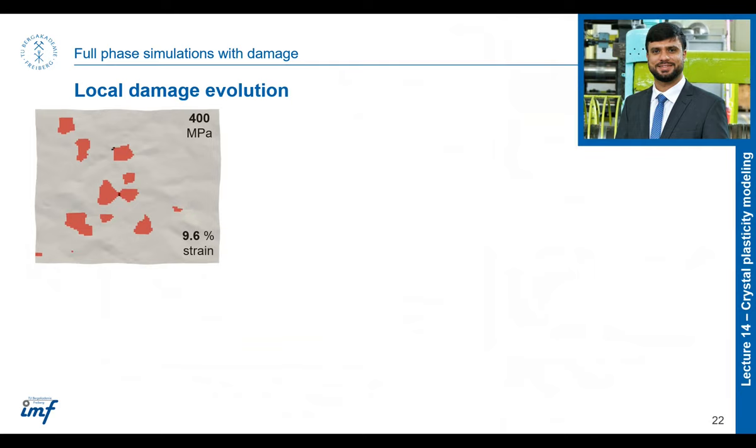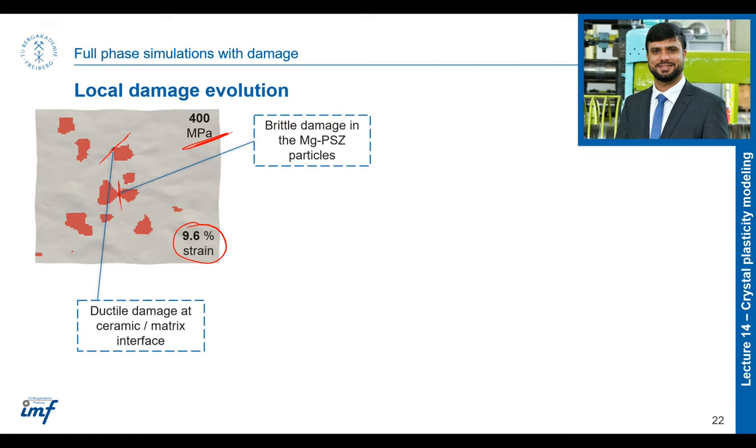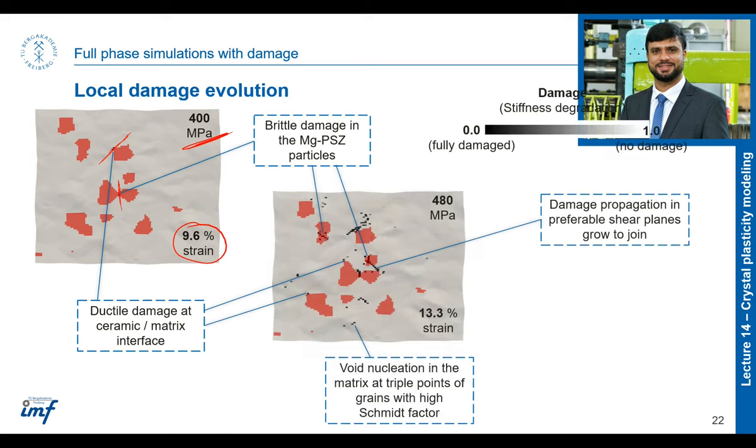For the local damage evolution, I have processed some pictures of where the damage initiated. We saw that at 9.6% strain and 400 MPa, the damage initiated between the zirconia particles and on the matrix particle interface. At slightly higher strain, 13.3% strain and 480 MPa stress, void nucleation in the matrix at triple points of the grains with high Schmidt factor also initiates. So the damage in the matrix also starts to initiate and propagate.